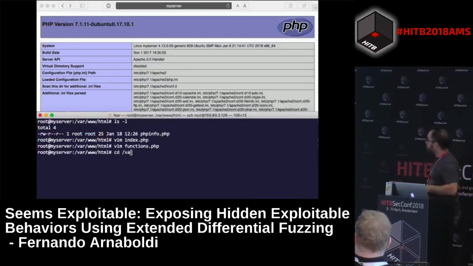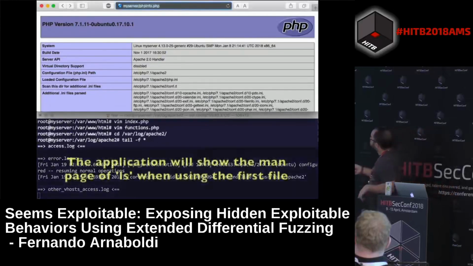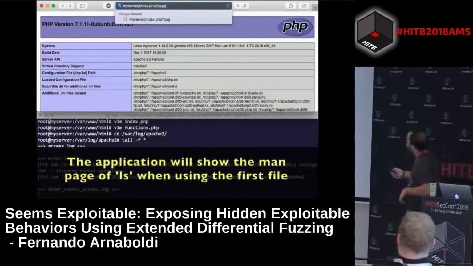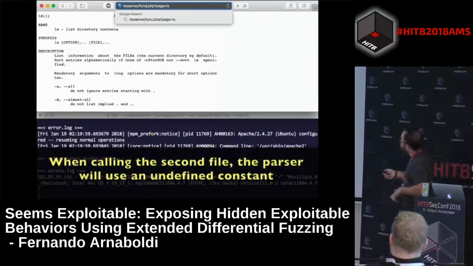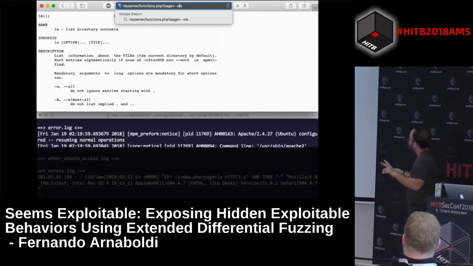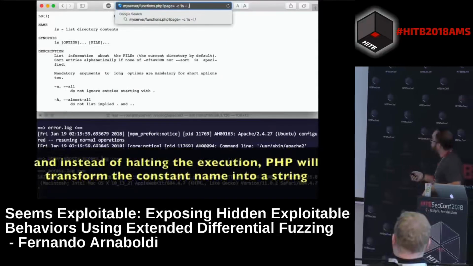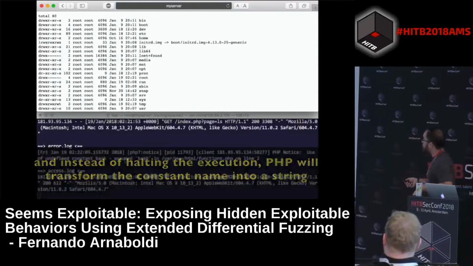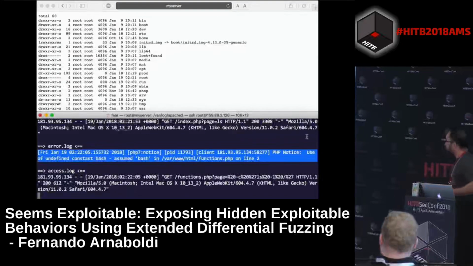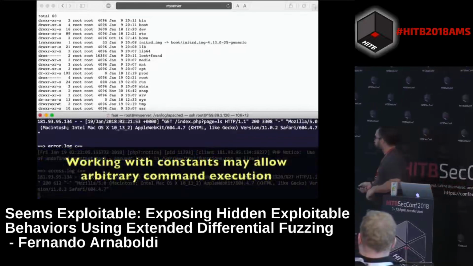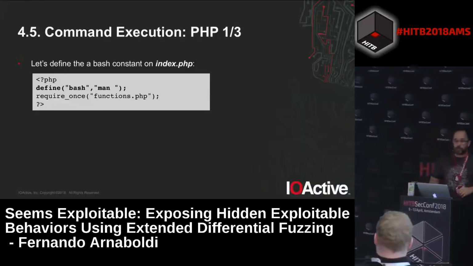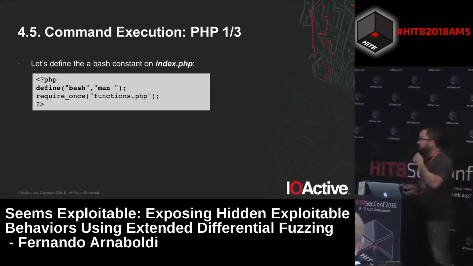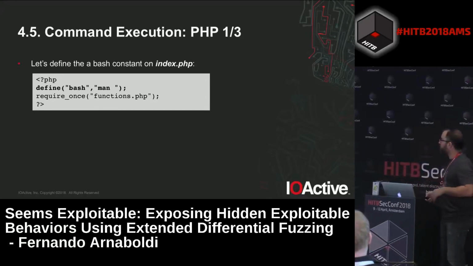So we will try to see the logs to see what happens. We'll now call the index file. We'll provide the parameter page to see the man page of ls. However, if we call the second function, we provide some extra parameters. We may be able to directly execute code using the same functionality. That's because PHP assumes that the constant bash, since it was not present over there, should be a string instead of a constant. Let's go more slowly this time.